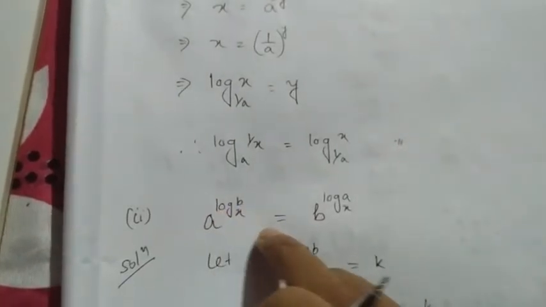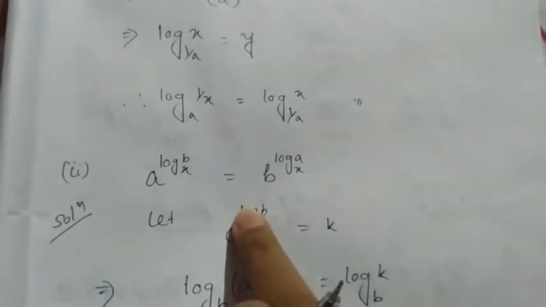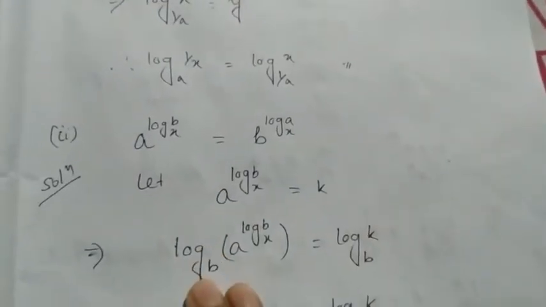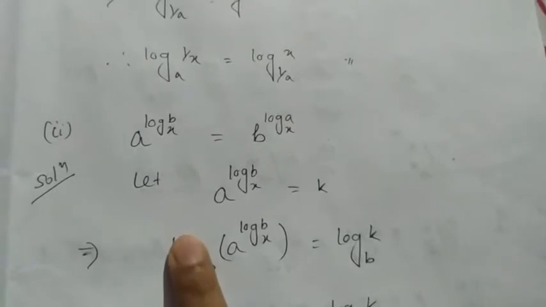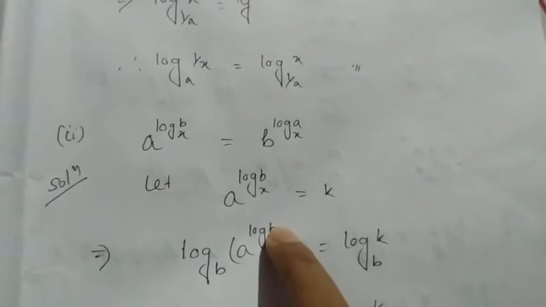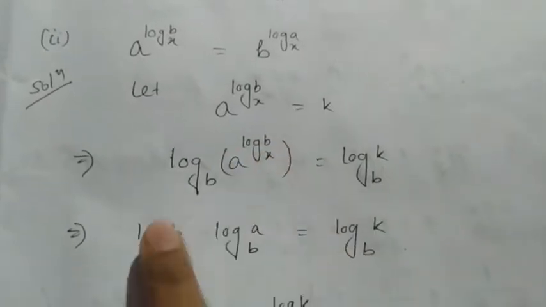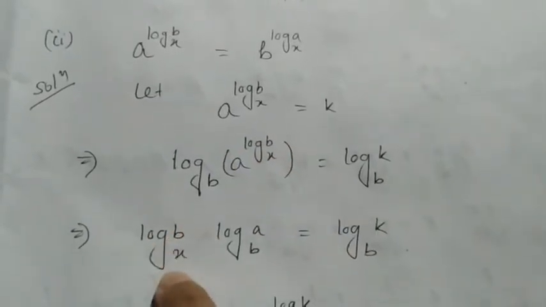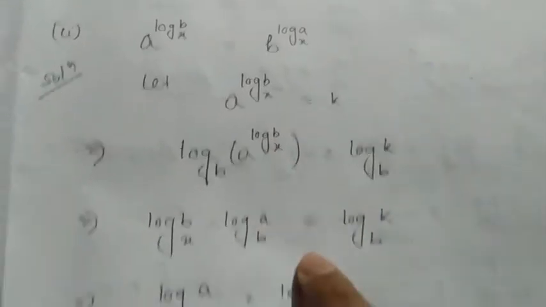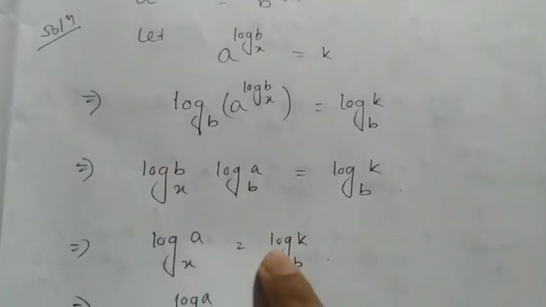Now you see question number 2, you have to show that a to the power log b to the base x equals b to the power log a to the base x. So let a to the power log b to the base x equal k. Now if I take log to the base b on both sides, it will be log to the base b of a to the power log b to the base x. So this power will come before the log, so it will be log b to the base x into log a to the base b equals log k to the base b.